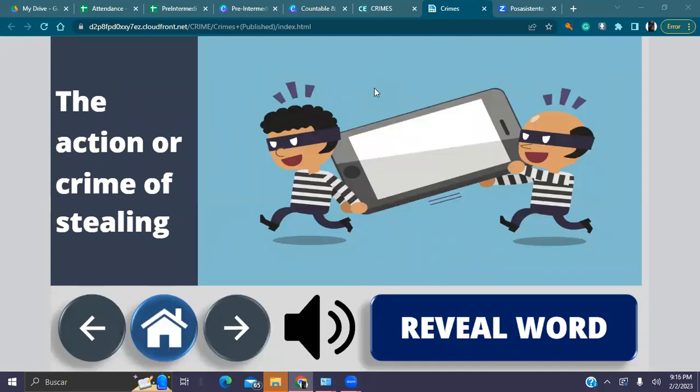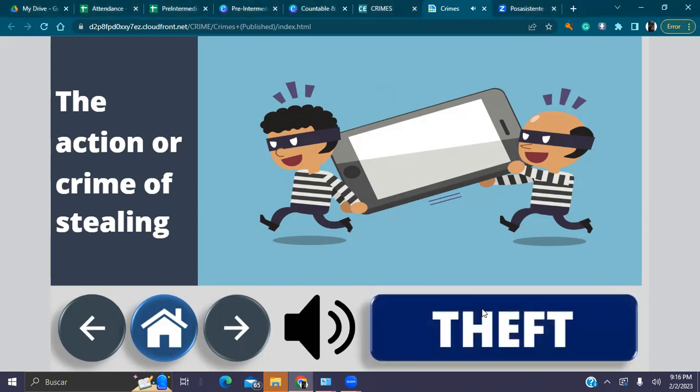That was steal. Theft. Very good. It's theft. The action or crime of stealing. This is a theft.